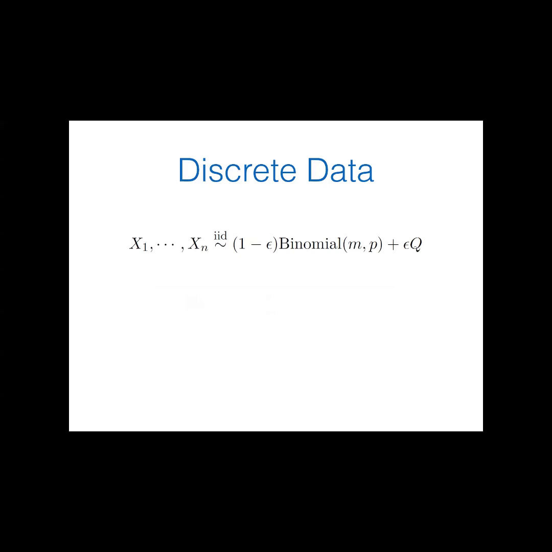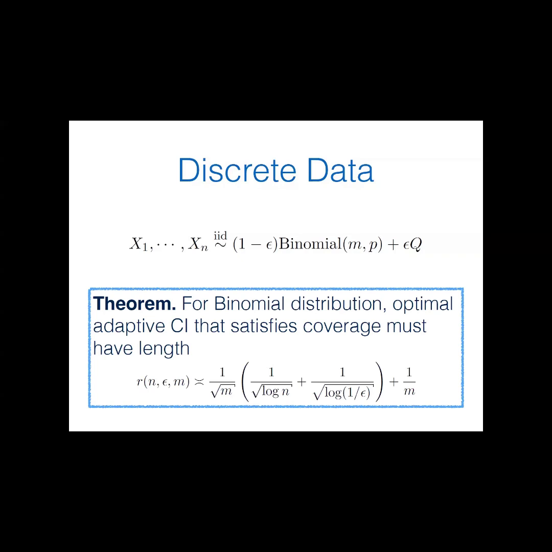So what about binomial? For binomial, at least we should expect something interesting can happen, because if M is large, then by the central limit theorem, binomial is very much like Gaussian. And for Gaussian, we know you can do something. So at least for binomial, for large M, something is possible, right? This is exactly the correct intuition, and we show that the optimal length of the adaptive confidence interval for the binomial mean takes this formula.